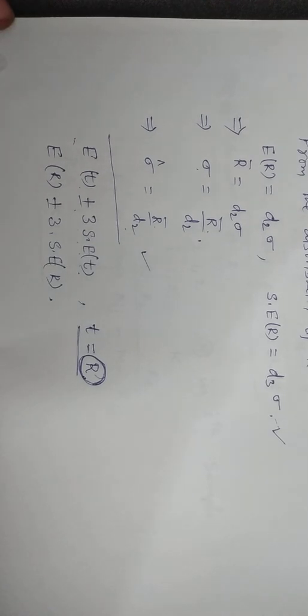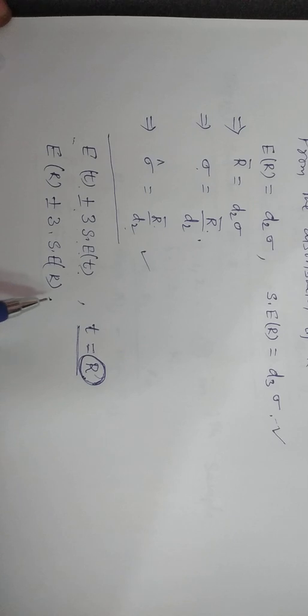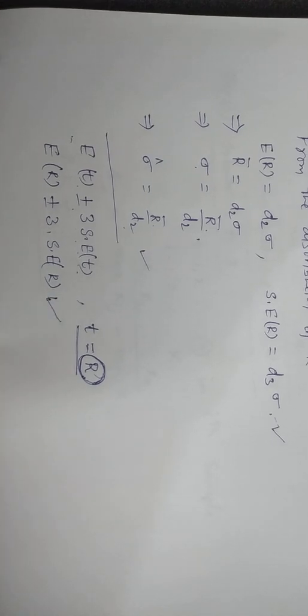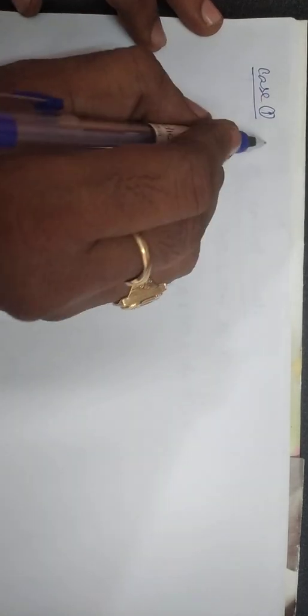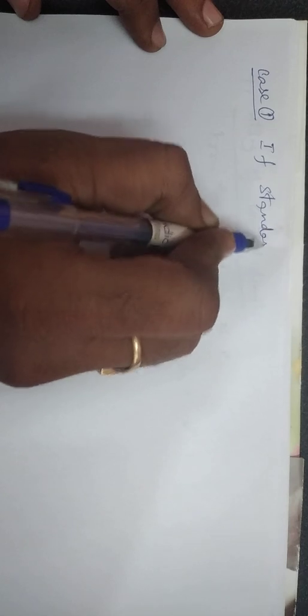That's what we have to calculate: expectation of R plus or minus 3 into standard error of R. Remember this formula. Now we start the control limits in two cases. Case 1. What is case 1? Standards are known.